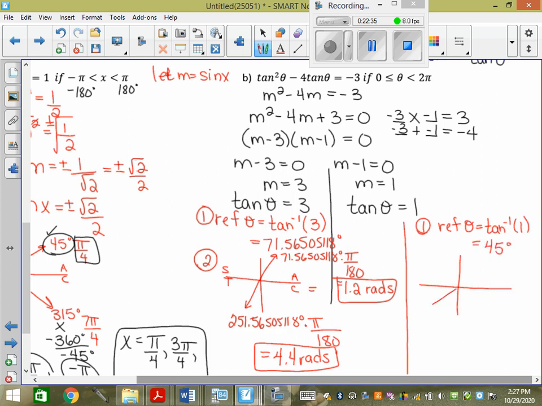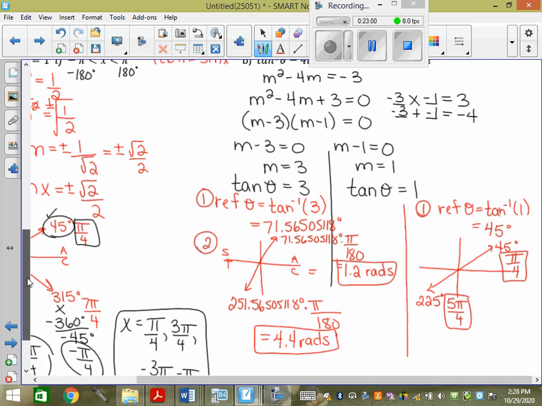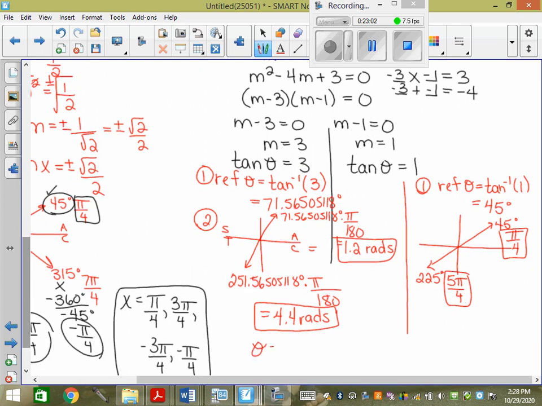Tan is positive here and here. So I'm going to get 45 and 225. Now those ones I'm going to keep as fractions because they're nice terminating decimals. So I multiply them by pi over 180, or I look up my unit circle. It's pi over 4. This one's 5 pi over 4. So I go look at what my variable was. My variable was theta. So theta equals, I don't know what I'm doing, it's way out of order, 5 pi over 4, pi over 4. Just randomly picking them. 4.4 and 1.2.